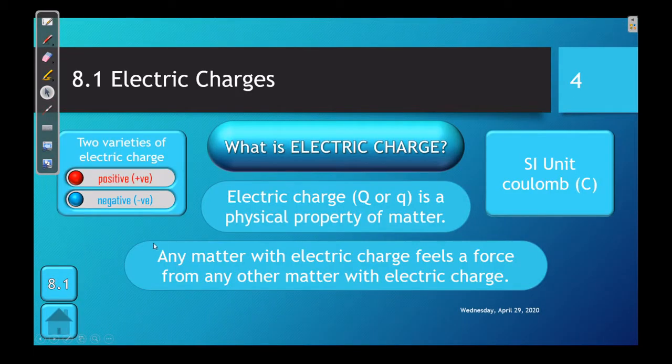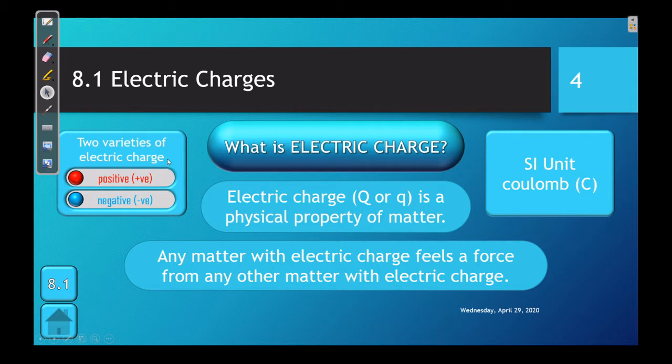And what is an electric charge? Well, electric charge is just a physical property of matter. We represent it by a capital letter Q or lowercase q. At this point, you should be perfectly used to the fact that lots of quantities in physics have symbols that don't match the quantity's name at all. Now, any particle that has an electric charge will feel a force from any other particle that has an electric charge. It could be either an attractive force or a repulsive force. We'll get into that in just a moment.